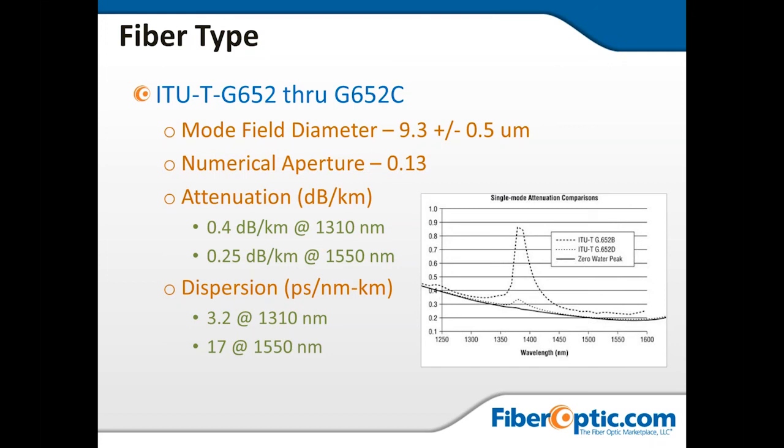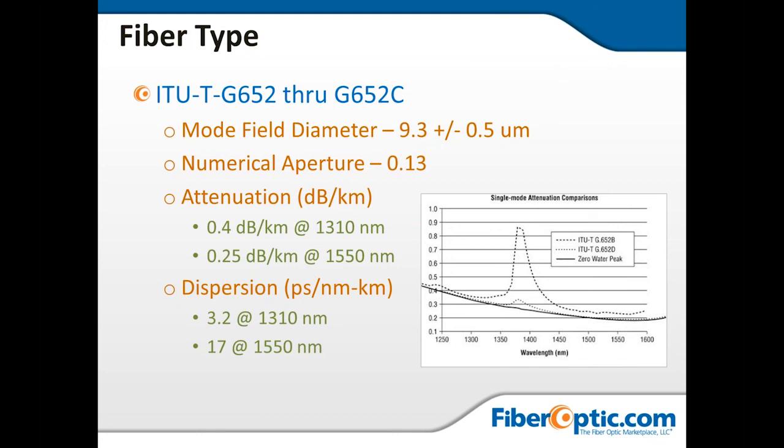So the G.652 through the 652C had the 9.3 plus or minus 0.5 micron core, very often referred to as 8 to 10, because it's somewhere around, new standards are like 9 plus or minus 1. At a numerical aperture of 0.13, which means it's not letting a whole lot of side light come in. You've got to hit it right up the middle. Attenuation, that 0.4 and 0.25 at 1310 and 1550, really not what you would expect these days, but with the older glass, those are a little high for contemporary standards, but like I said, with the older glass, that's not too bad.